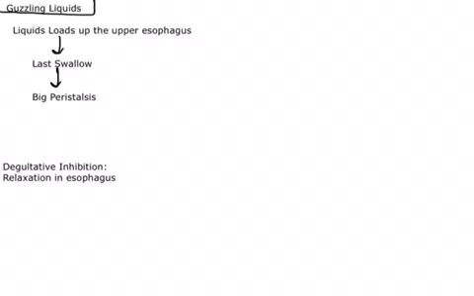And so we also have what I have put here. It's called deglutitive inhibition. It's basically a relaxation in our esophagus. So we have these background contractions that are going on, but with deglutitive inhibition, we continue to stretch the esophagus until it can't, and then we relax it, and then it goes into our stomach.